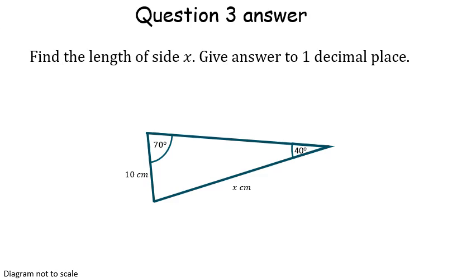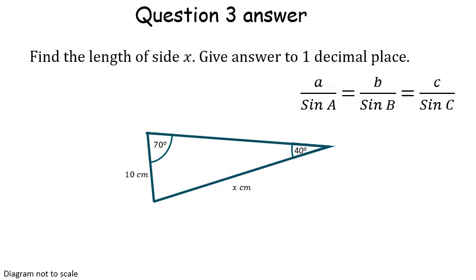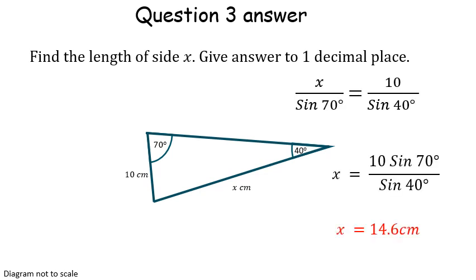We can see that 40 degrees and 10 centimetres make a pair, and we need the side x which pairs with 70 degrees. So we can use the sine rule. When rearranged, we get x equals 14.6 centimetres.